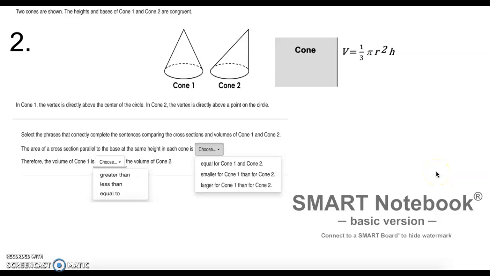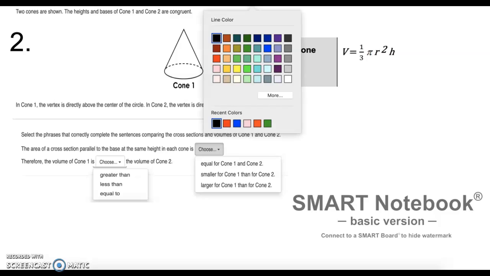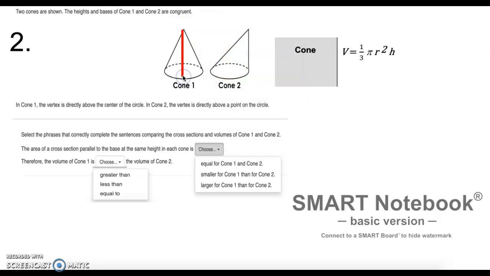Two cones are shown. The heights and bases of cone 1 and cone 2 are congruent. So if we look at cone 1 and cone 2, the problem is telling us that their heights are congruent. So the height of cone 1, which I'm going to draw in here with a red segment, is the same as the height of cone 2. So congruent means the same.